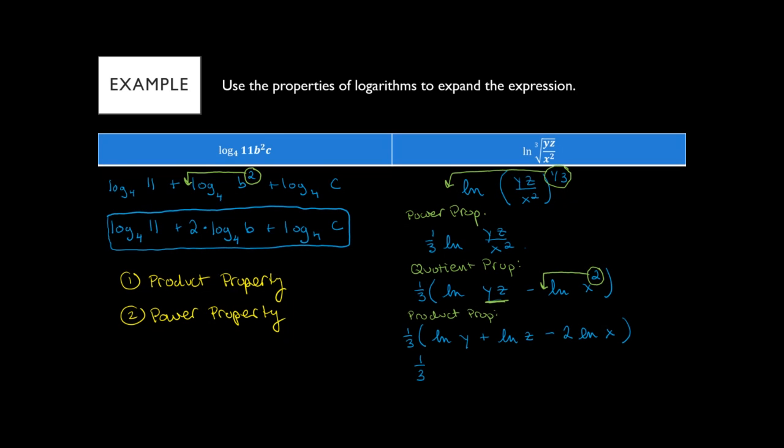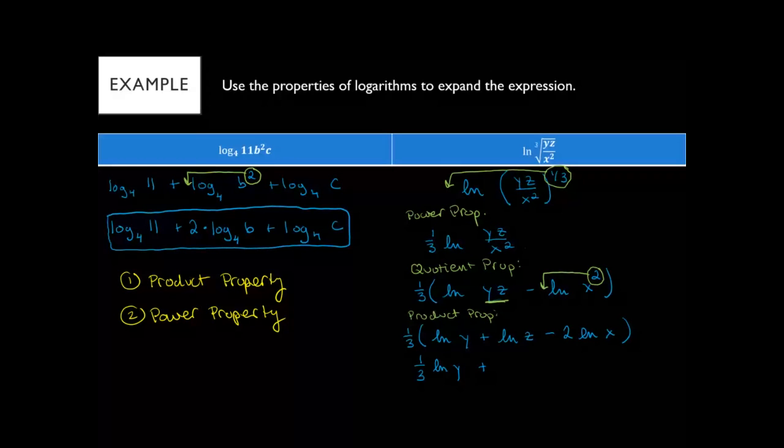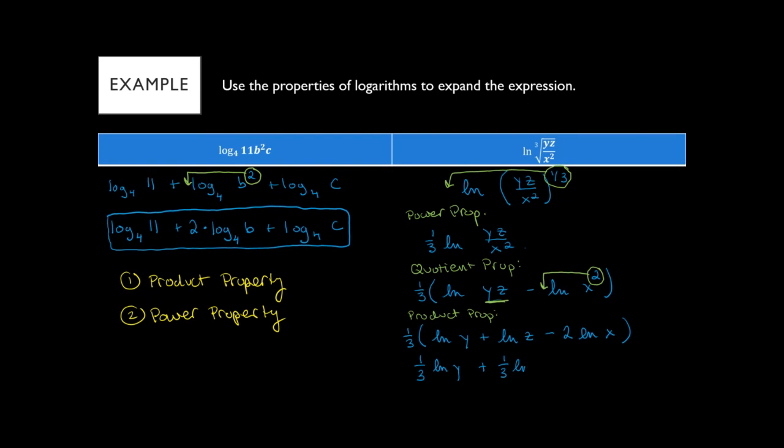So we get 1/3 times the natural log of y plus 1/3 times the natural log of z minus, and then 1/3 times 2 is 2/3. So that's going to be 2/3 times the natural log of x.